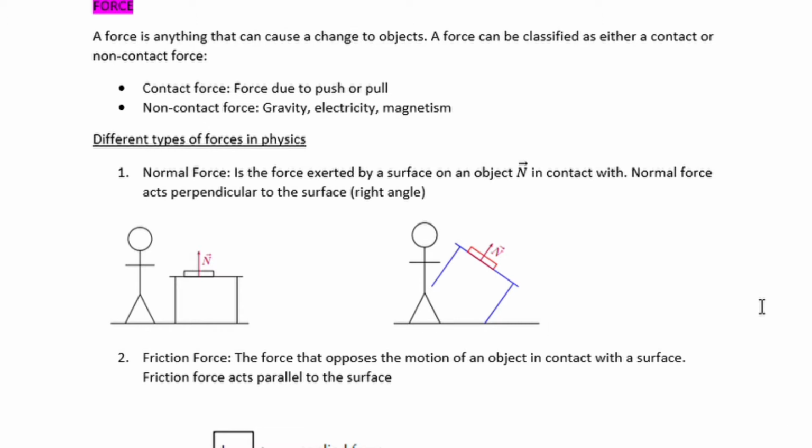Different types of forces in physics. The normal force is the force exerted by a surface on an object it is in contact with and can be represented using the magnitude N. The normal force acts perpendicular to the surface, hence at a right angle.